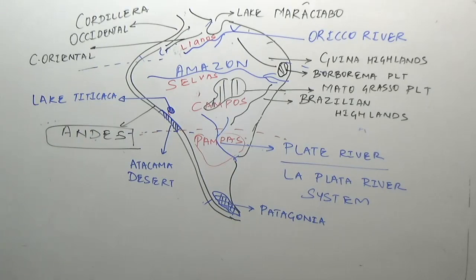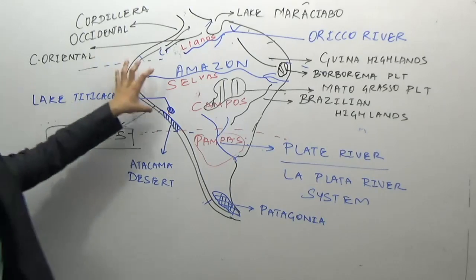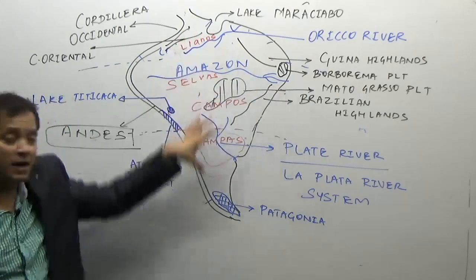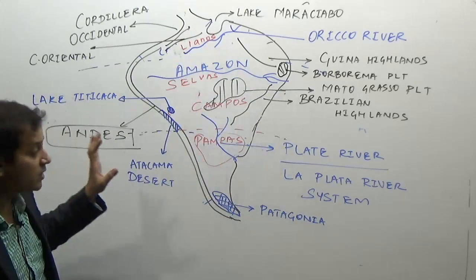So you see, the major features of South America are the western mountain system and the eastern highlands, while the center part is a lowland region through which the rivers flow. So what are the major features of South America?